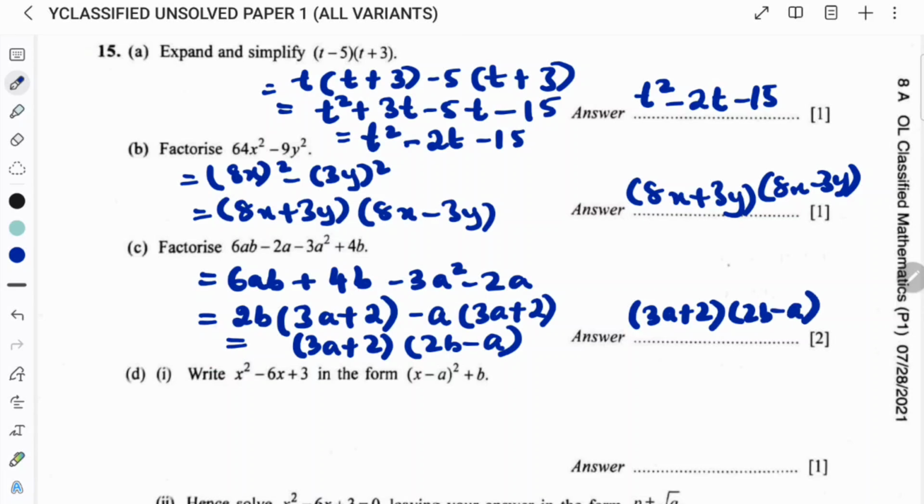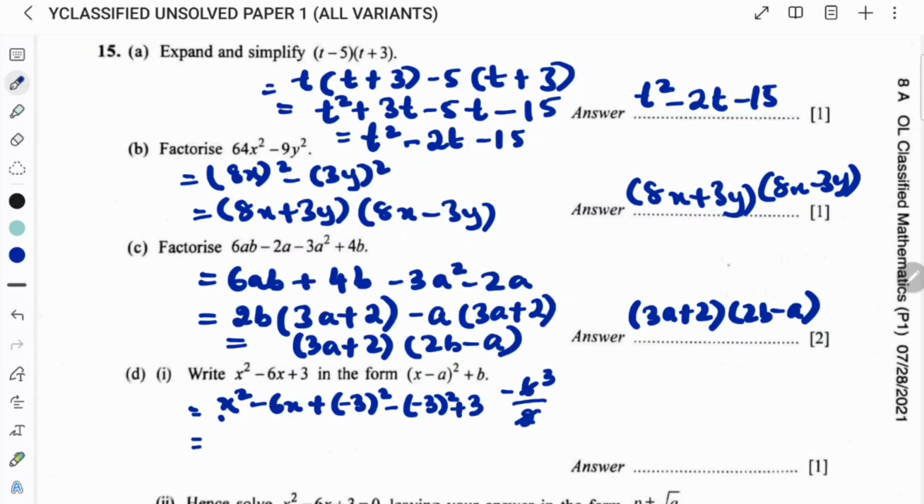Okay, now part D. In part D of the same question, we have x square minus 6x plus 3, and write it in this form. It means, remember, the completing square method. I have one video of the completing square method also, you can check it. So what do you do? You take the coefficient of x, which is minus 6, take half of it, which is minus 3, add and subtract minus 3 square. So x square minus 6x plus minus 3 square, and if you are adding, then you will have to subtract also minus 3 square and plus 3, as it is given in the question.